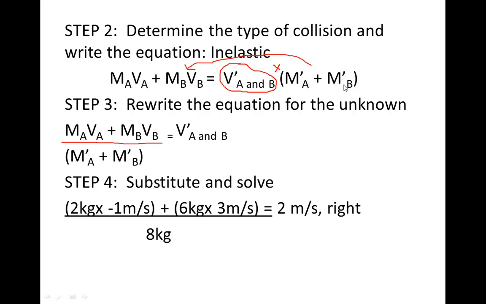Okay, so MA prime and MB prime, which are not encircled, will be moved to the left side of the equation. Since this is multiplied, when you move it, it will be divided by. So this is the whole equation for VA and B prime. When you substitute and you follow the signs of the velocities on your drawing, you should get 2 meter per second positive, to the right.